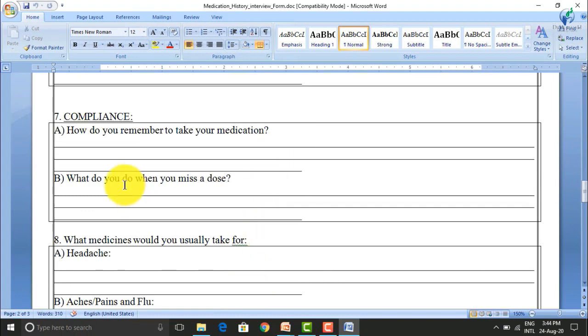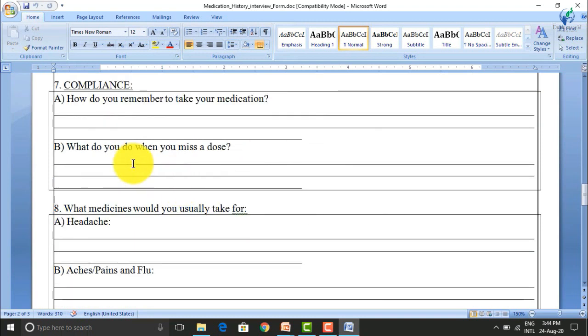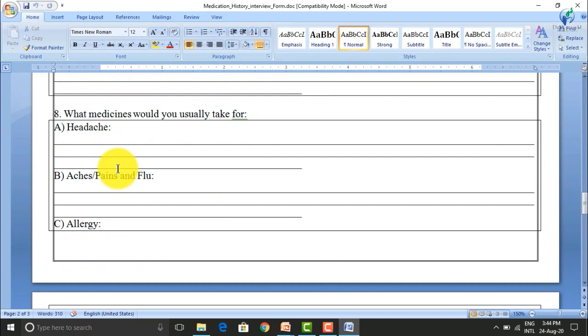Then compliance. How do you remember to take your medication? What do you do when you miss a dose? That means what do you do when you miss a dose, or how do you remember that you have to take the medicine this morning or this evening? Then what medicine would you usually take for?